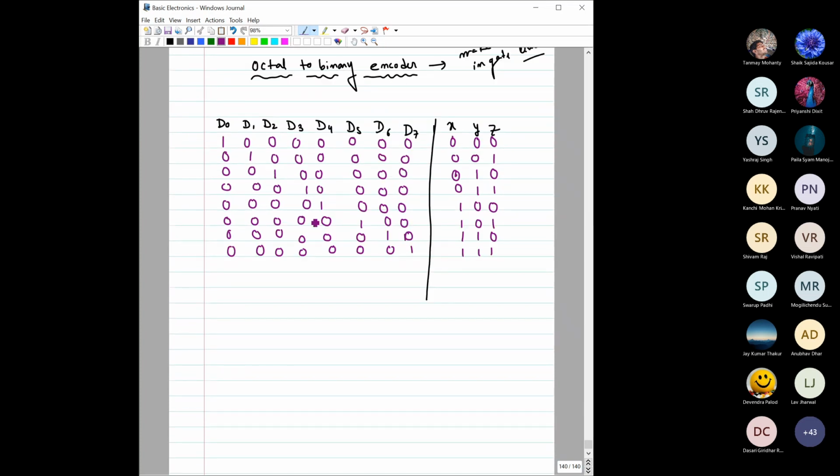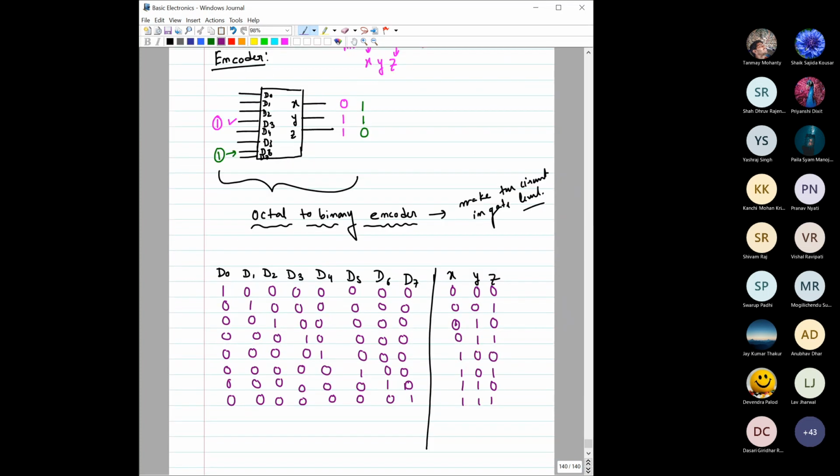Sir, how can we call it octal to binary? Because we are having only 8 possible inputs, but an octal number can have so many digits. No, octal means one octal digit. Oh, okay. A valid octal digit is from 0 to 7.